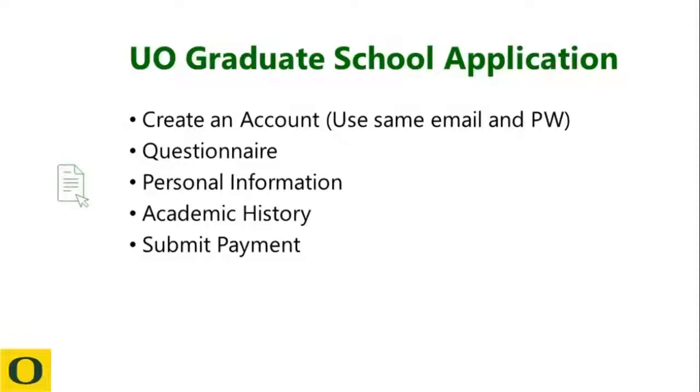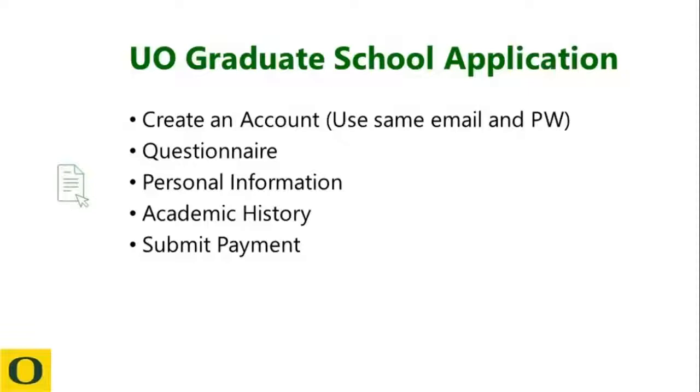And the graduate school application, you're going to create a separate account. Generally, you can use the same email address and password, that's going to make life easier for you. It's going to ask you for some personal information as well as academic history. This is one where they will need your formal transcript, as well as where you're going to submit payment. There is a cost for the graduate school application.